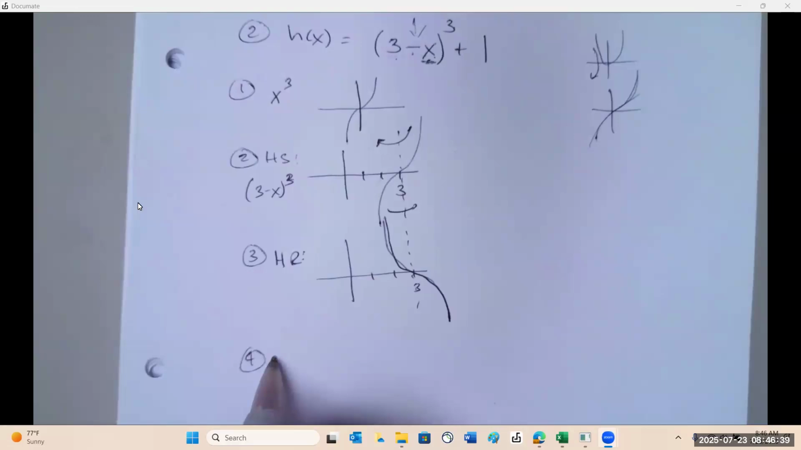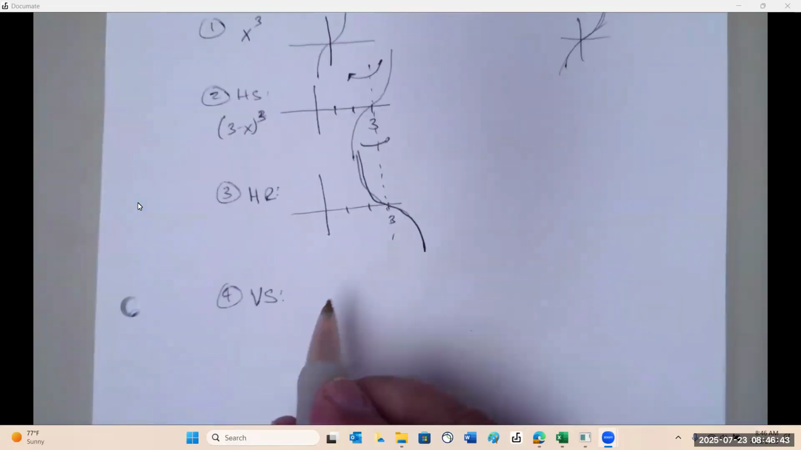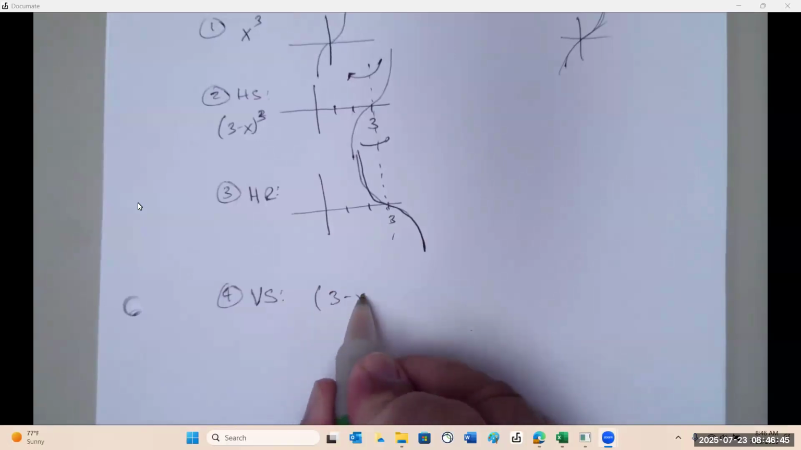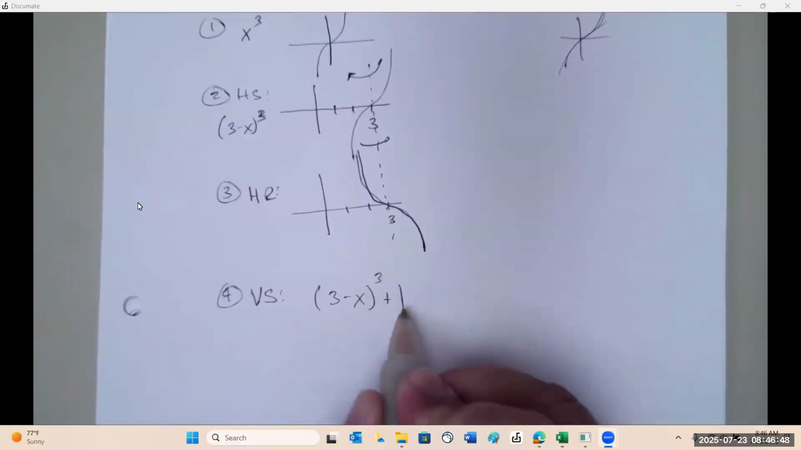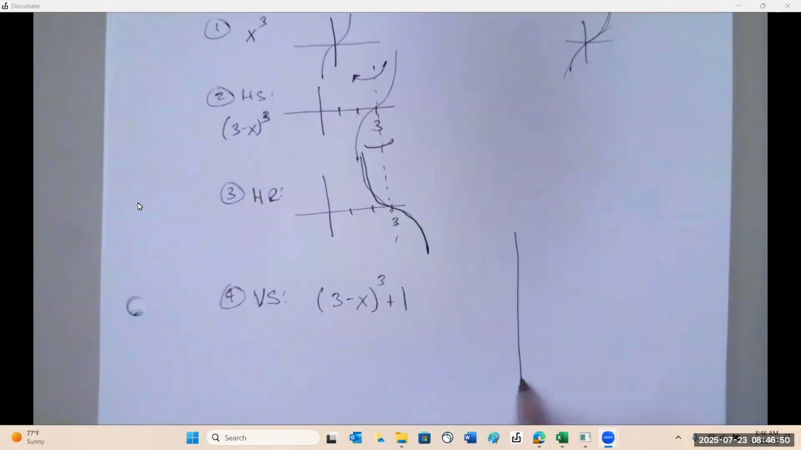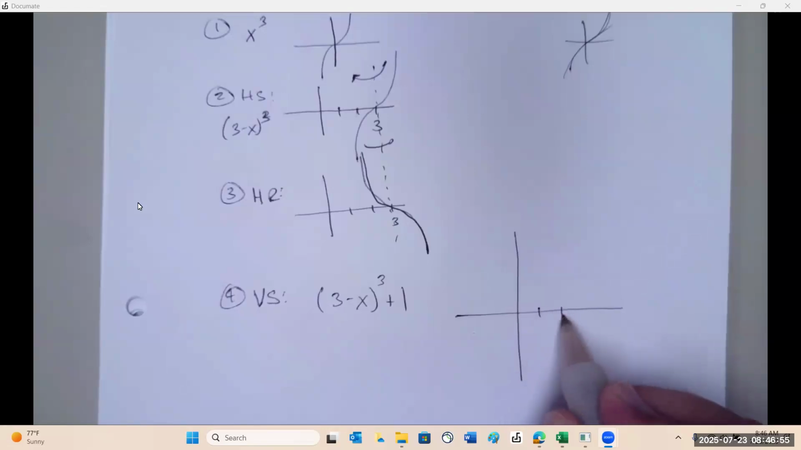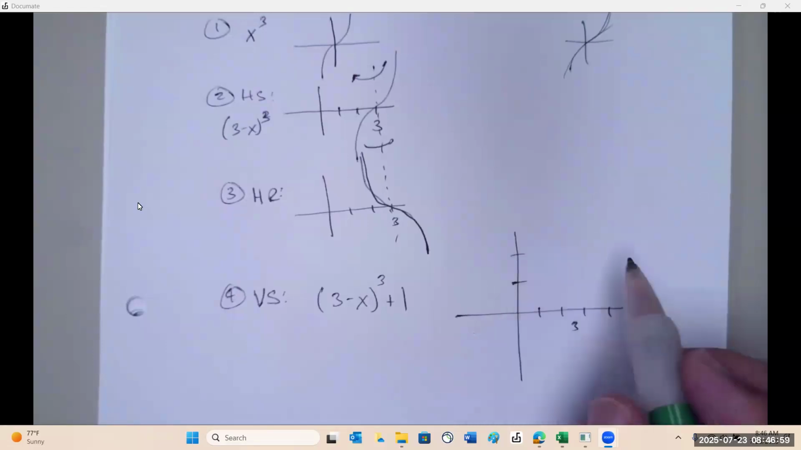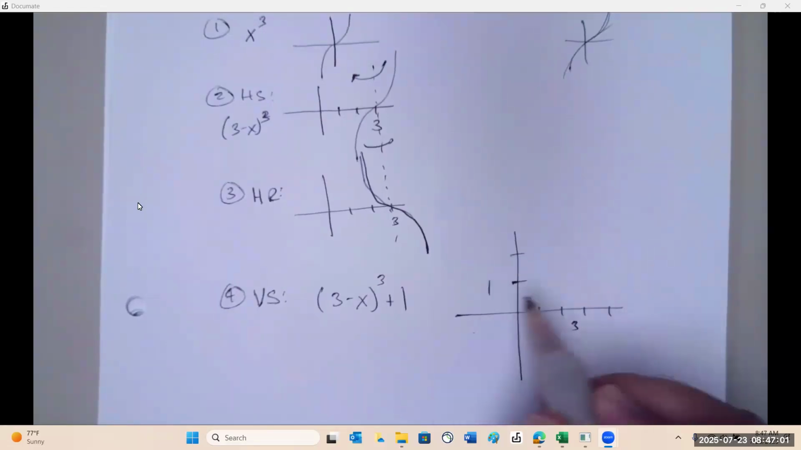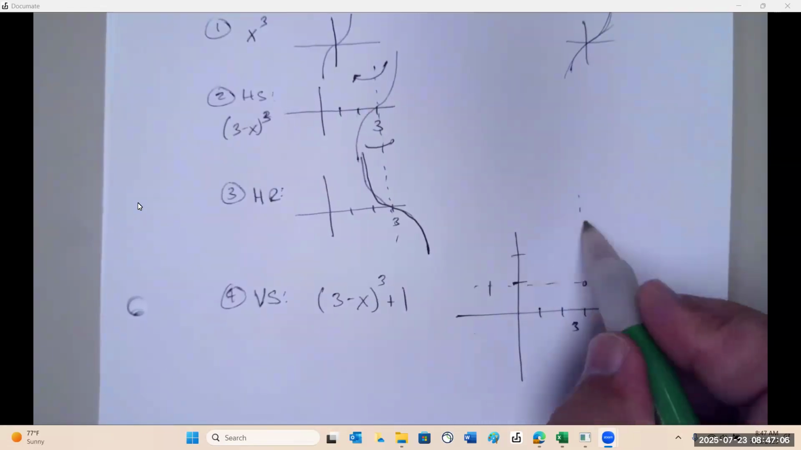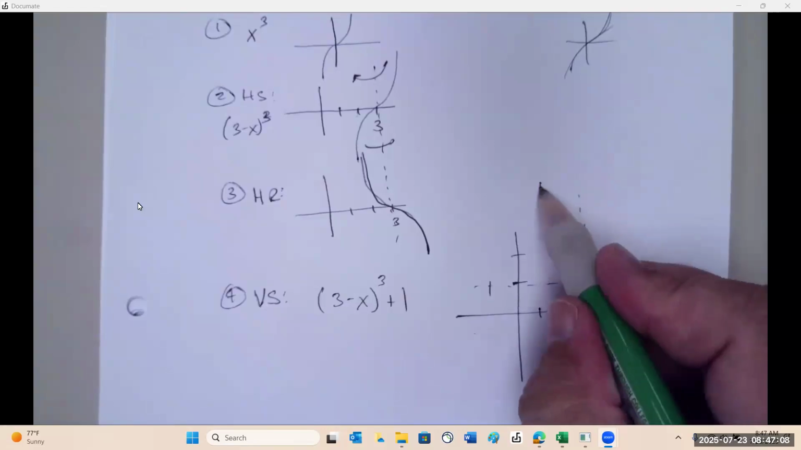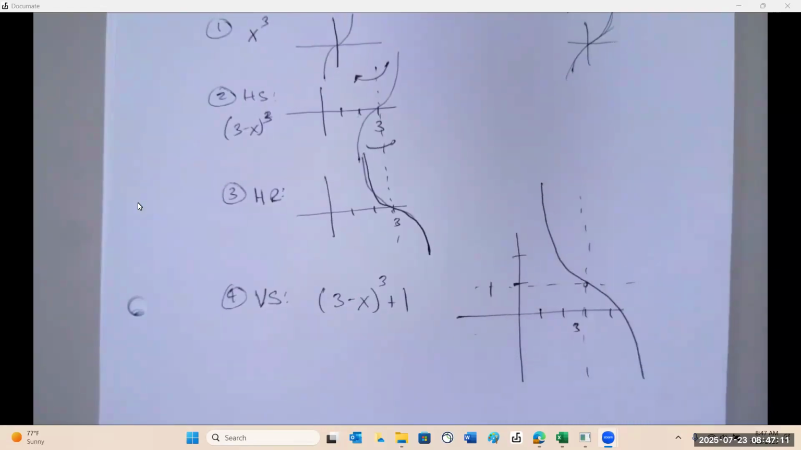Now we can do the vertical shift, because it happens outside. One, two, three. So it goes over 3 and up 1. So there's my new origin. The graph looks like this.